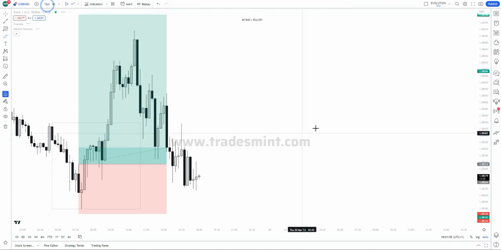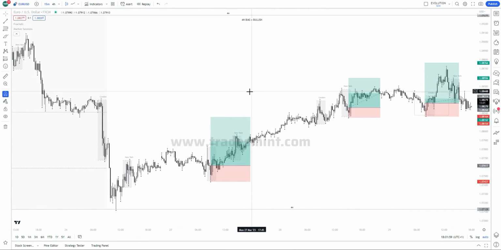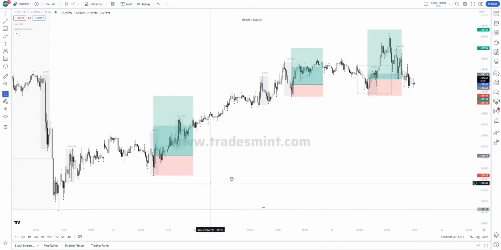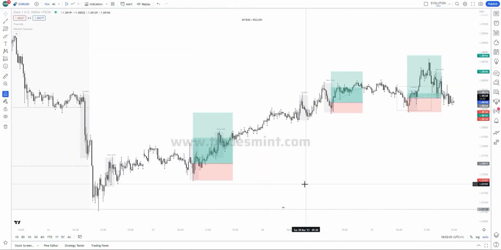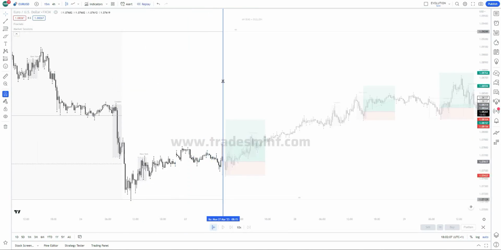So let's jump down to the 15-minute here. You can see there's been quite a few nice trades on euro. This is 3 trades so far this week. So let's have a look at this trade first.